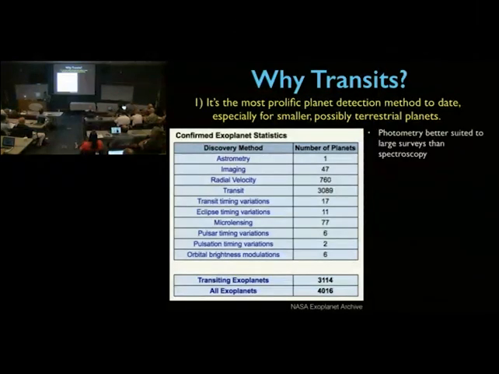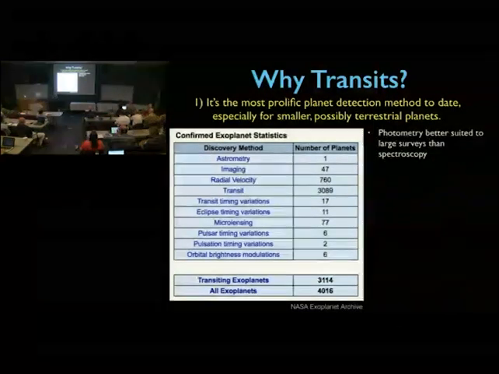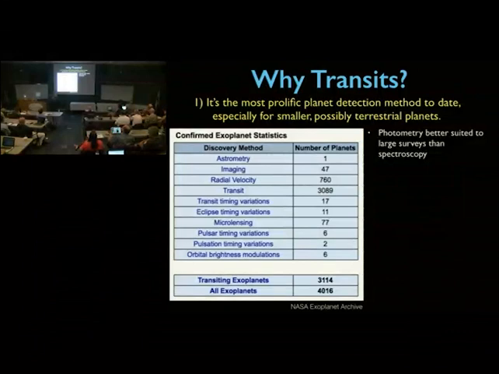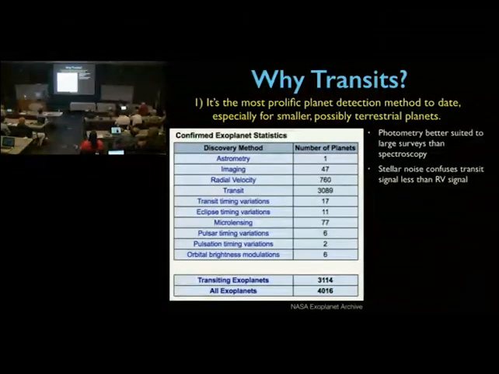This is interesting and it's possible, first of all, because photometry, that process of just measuring a star's brightness over time, is much better suited to large surveys than spectroscopy is. And spectroscopy forms the basis of radial velocity imaging, for example.